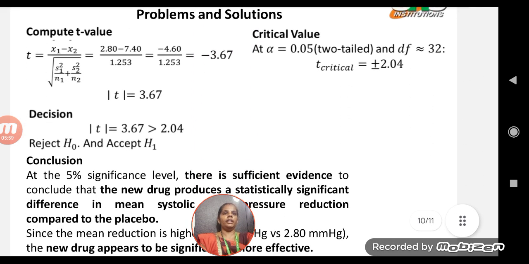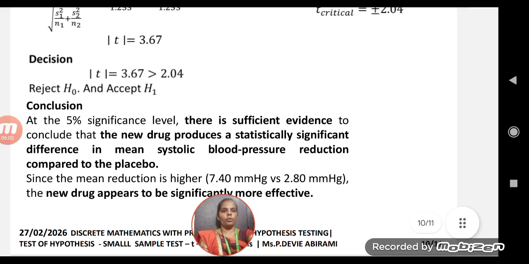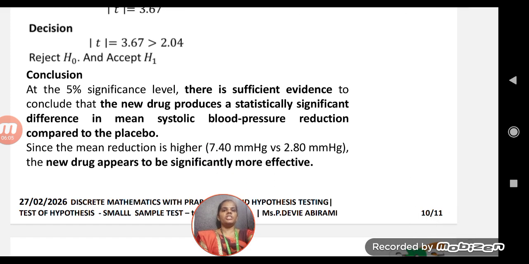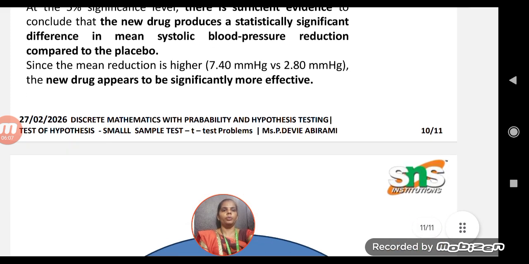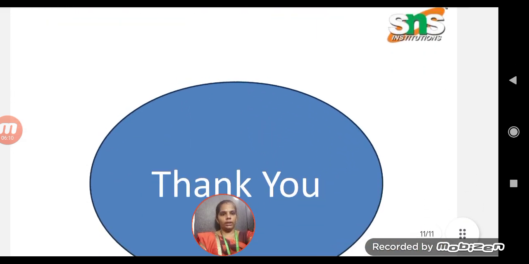By comparing it with the critical value of plus or minus 2.04, we can conclude that there is a blood pressure reduction compared to the placebo. This is how we can use the hypothesis test to compare any two data sets, whether it has significantly improved or not. Hypothesis testing is a very important test for these analyses. Thank you.